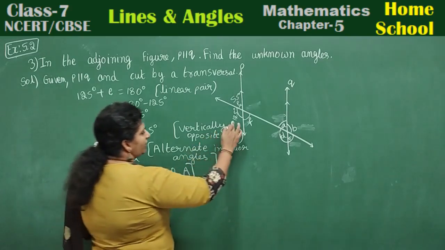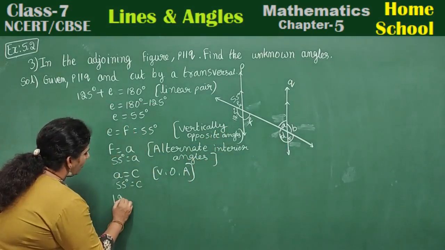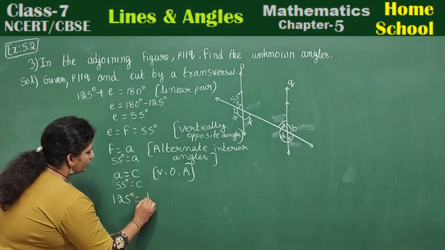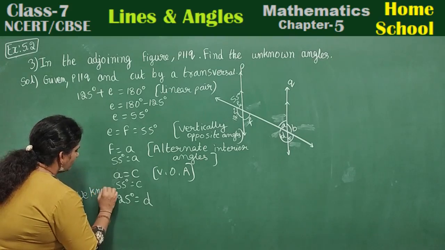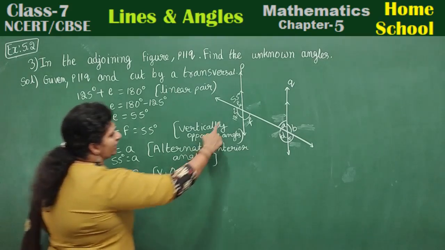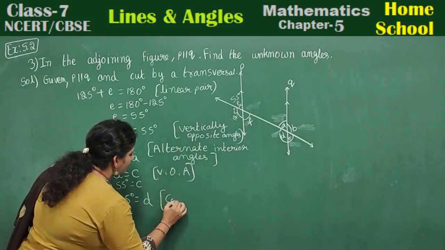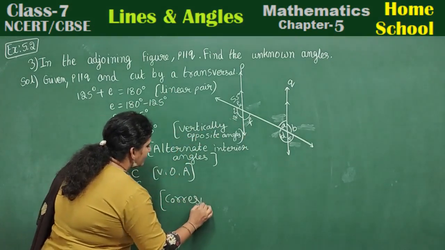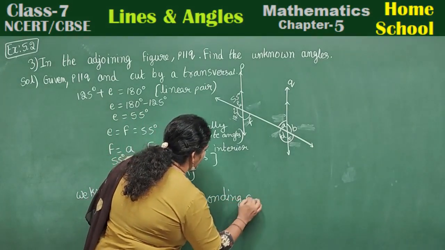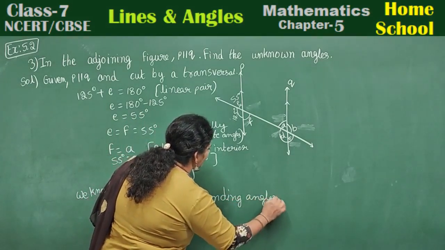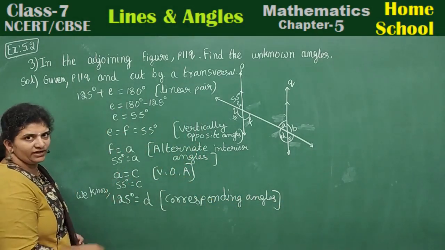If you want, you can take that 125 degree is equal to D. We know 125 degree is equal to D. How do we know this? These two lines are parallel, then their corresponding angles will be equal. Corresponding angles will be equal. So according to that, I say D is equal to 125 degree.